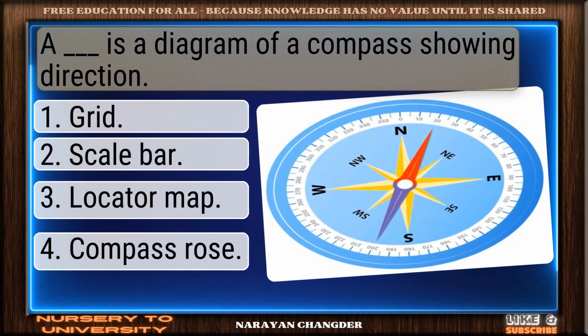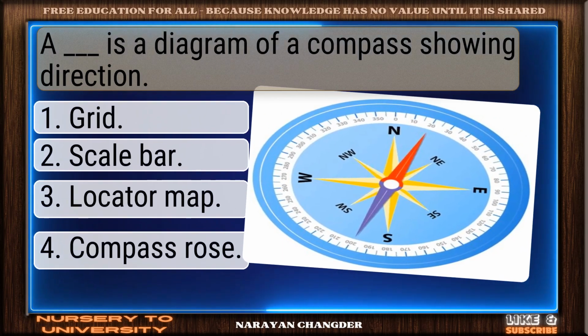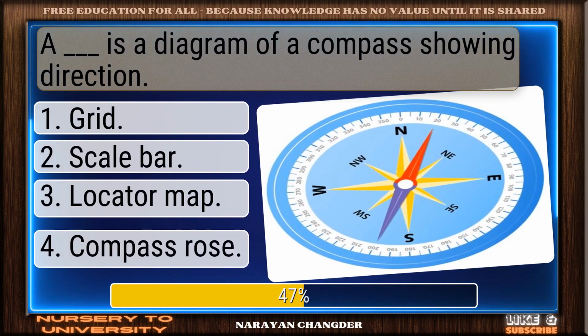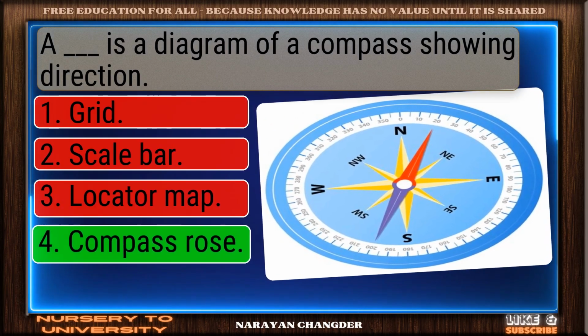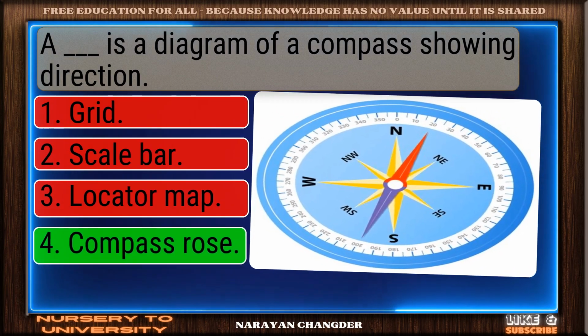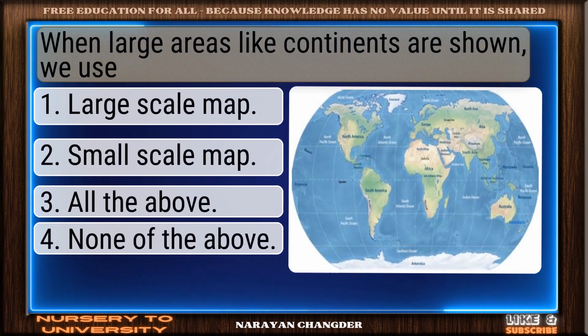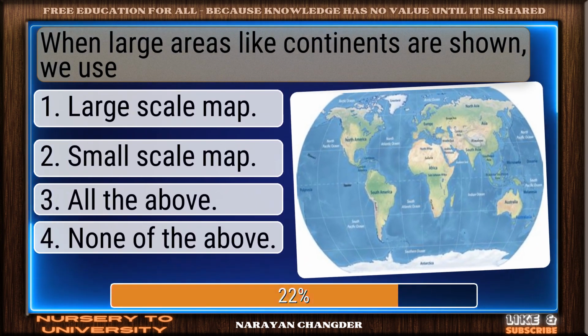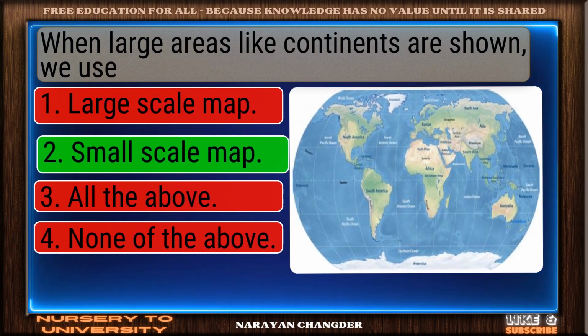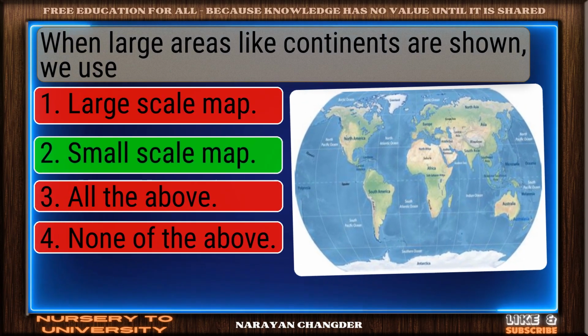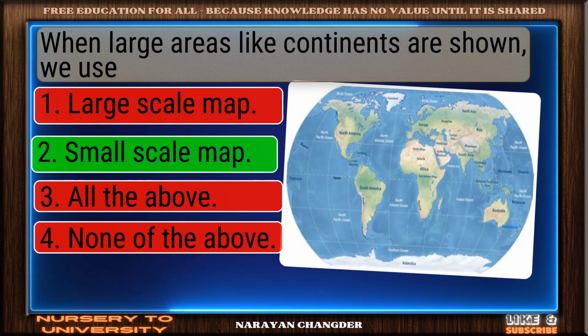A dash is a diagram of a compass showing direction. Good job. Your answer, compass rose, works well here. When large areas, like continents, are shown, we use. Correct response. Small scale map is the most accurate answer.